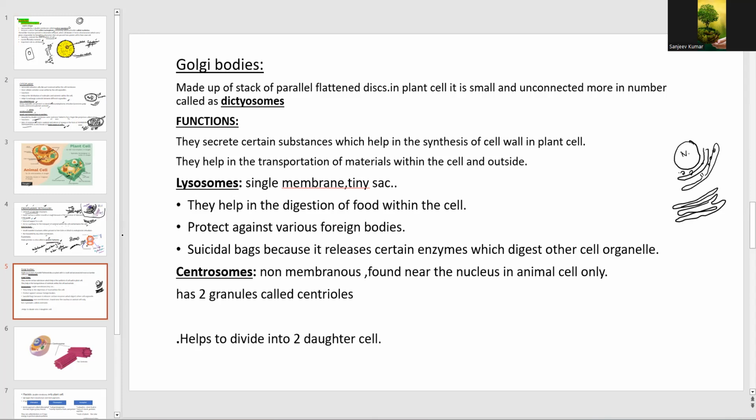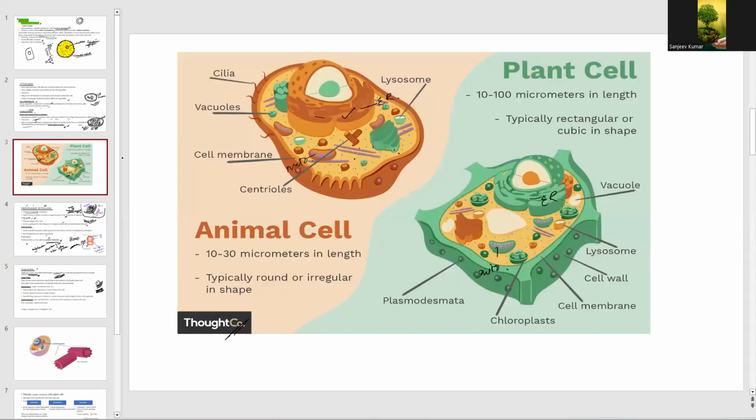So Golgi bodies are made up of stacks of parallel flattened discs. In plant cells, they are small and unconnected, more in number. They are called dictyosomes. This is a different property of our Golgi bodies, that their other name is dictyosomes. In plant cells they are smaller, unconnected and more in number compared to animal cells. They will be present, but more in number. These are Golgi bodies. They are not connected. See here, they are unconnected, but here they will be connected with the cell wall or the ER somewhere. So this is the Golgi body.